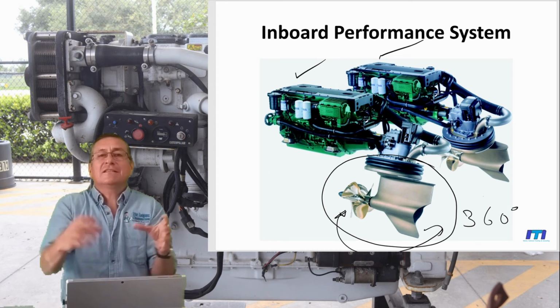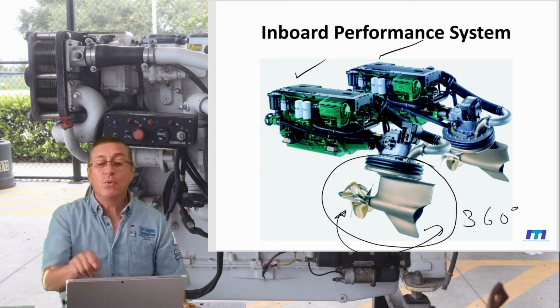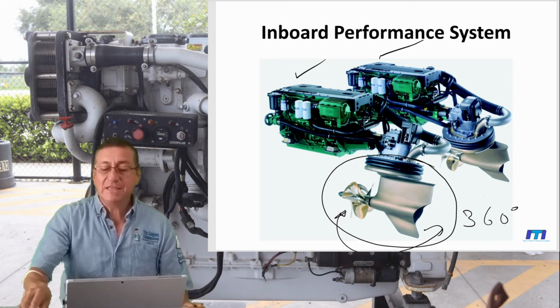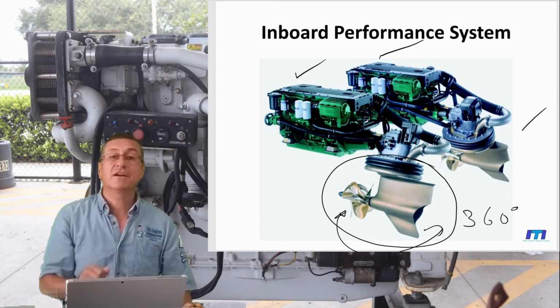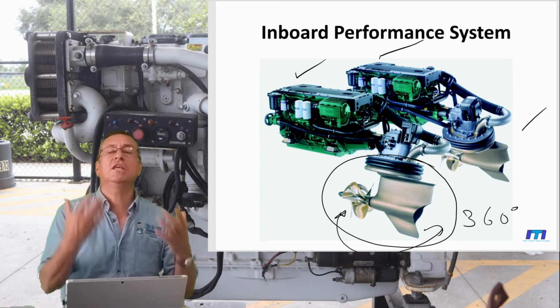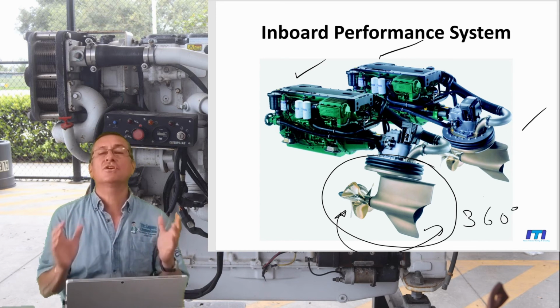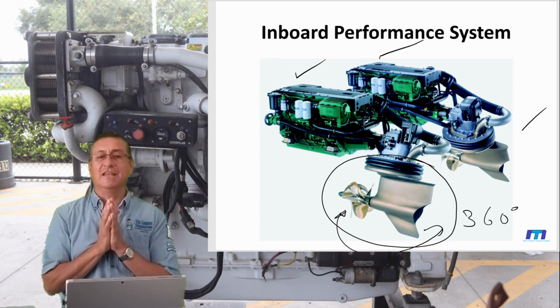Wonderful. You rotate that system 360. With this design, you move the boat forward, reverse, and lateral. You don't need a bow thruster. You don't need a stern thruster. This is a wonderful design.